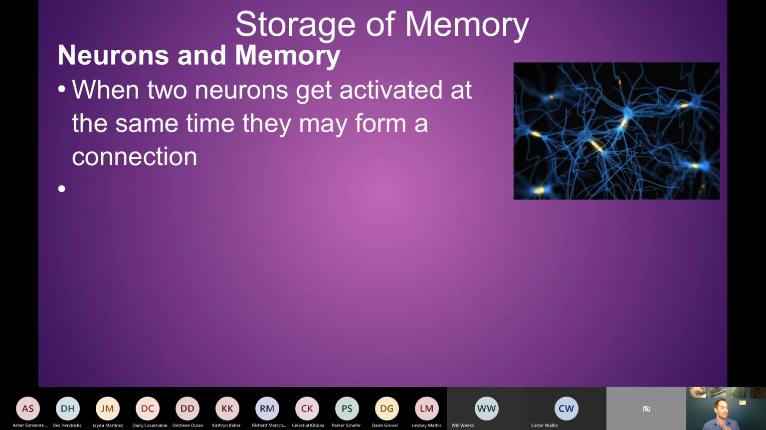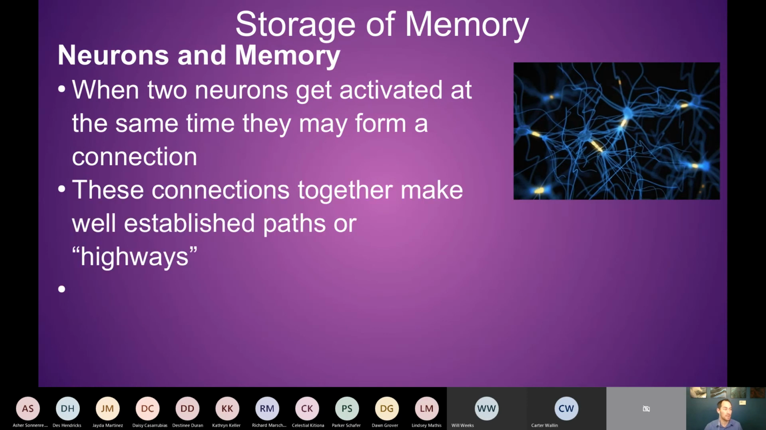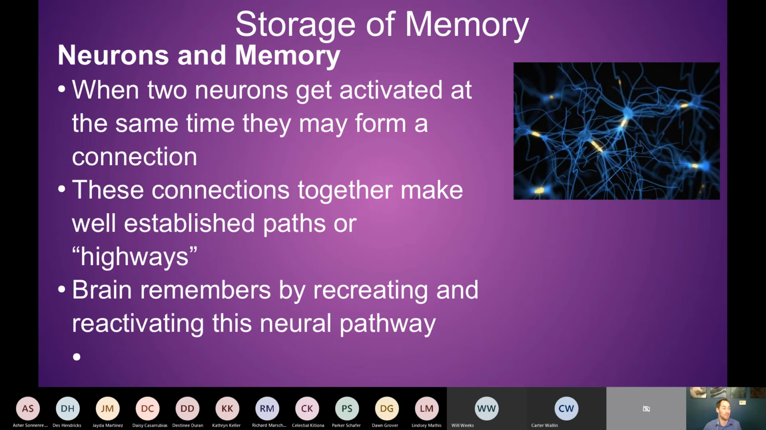So when two neurons get activated at the same time, they might form a connection. Two parallel neurons that are next to each other in your brain, if they're both being activated, are more likely to connect dendrites and axon branches and form a connection. With those connections together, it helps to establish highways, or multiple paths, for these messages to go around. So essentially that's the building of these networks.